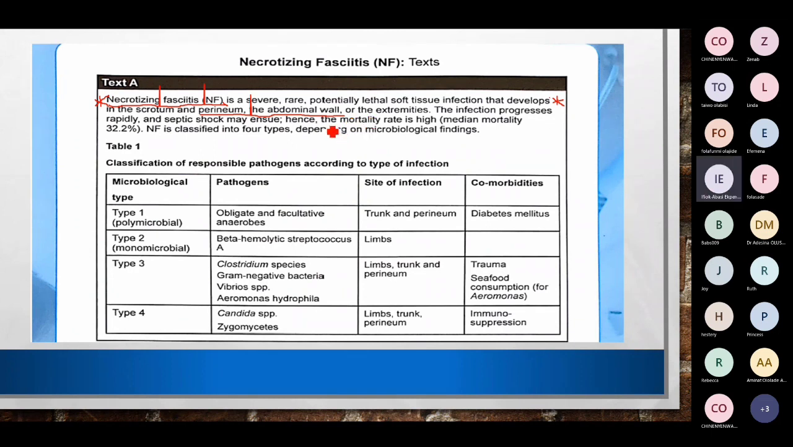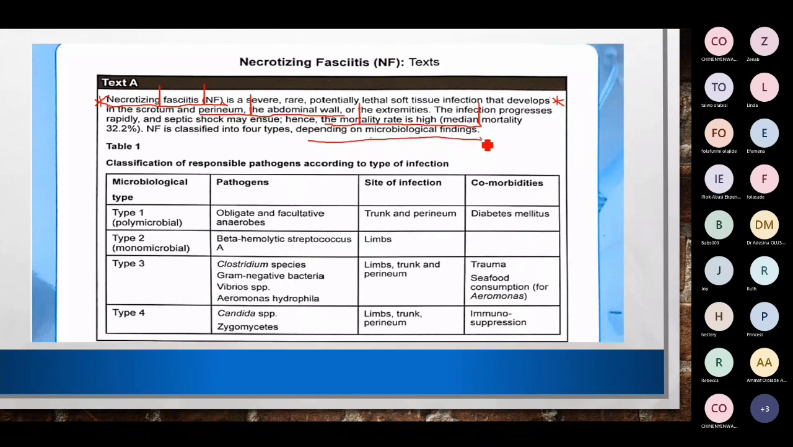Now, the next thing that we see here is the mortality rate is high. The mortality rate here talks about what? Mortality rate. Now, the next thing we can see is microbiological findings, depending on microbiological findings.